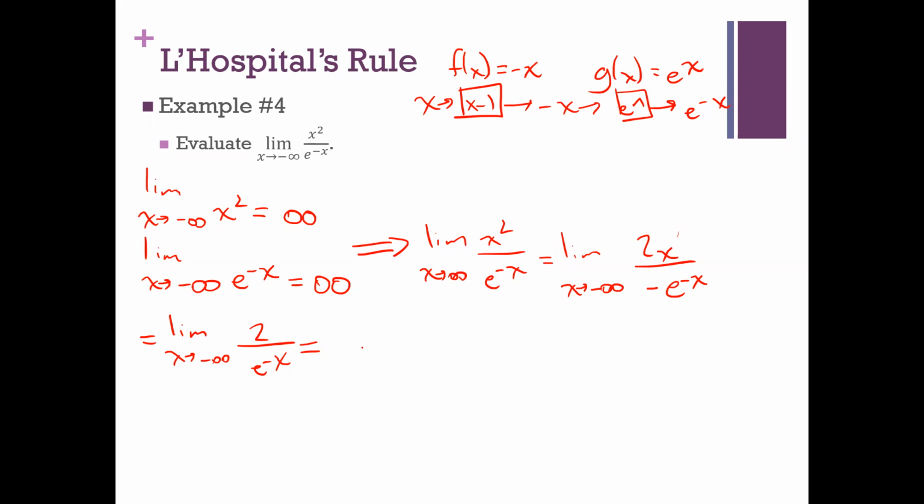What happens to 2 as x gets very large? It still stays 2. What happens to e to the negative x as x goes towards negative infinity? So the denominator is getting very, very large, right? So then that limit is 0.